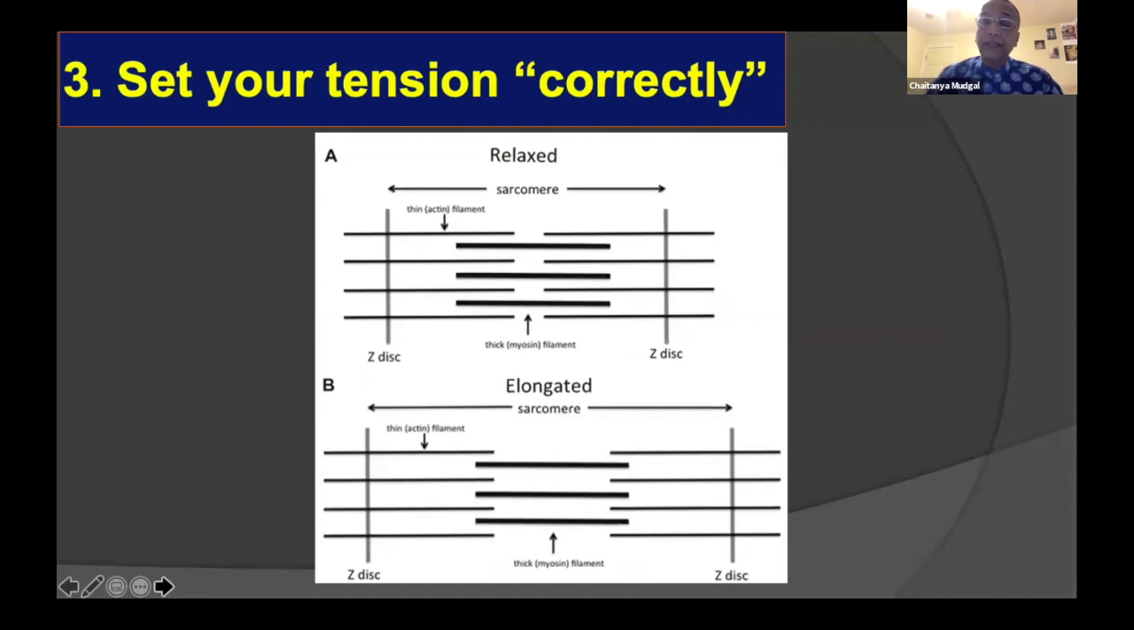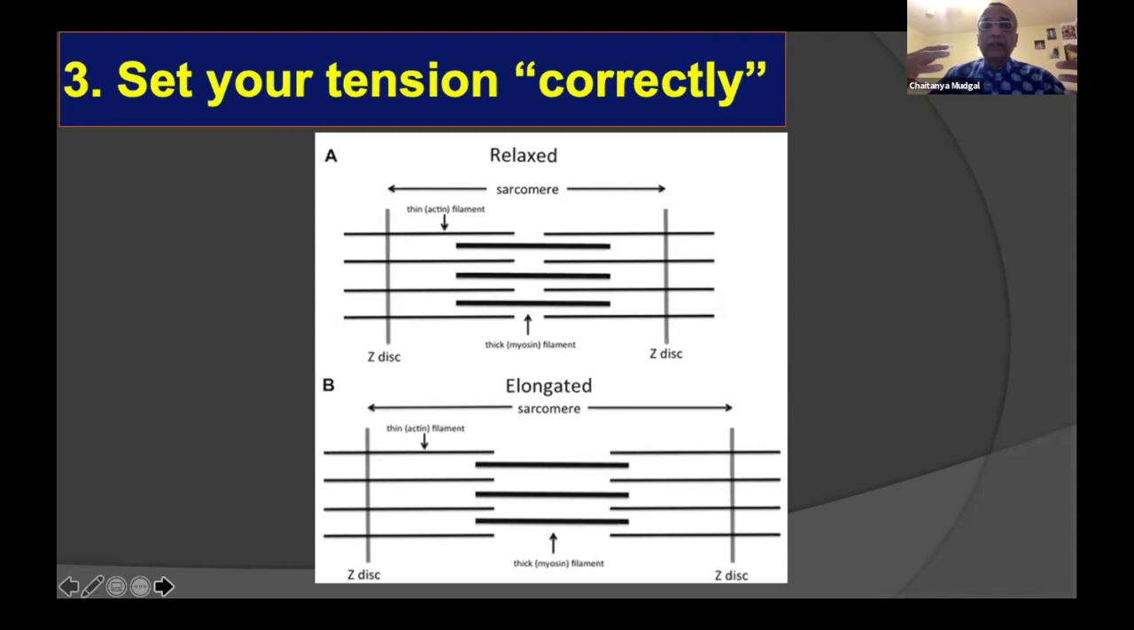Did we set it correctly? And what do we mean by that? Let's go back to Physiology 101. Here's the sarcomere with your actin and myosin filaments, and in the resting state, there's a good amount of overlap of the actin and myosin filaments, allowing them to generate force.